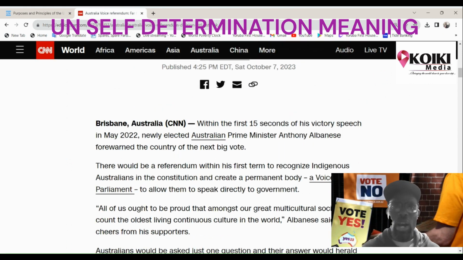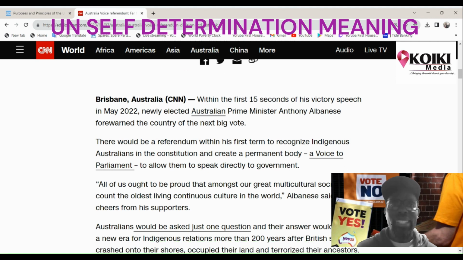That is the referendum. He said there will be a referendum within his first term to recognize indigenous Australians in the Constitution and create a permanent body, a voice to Parliament to allow them to speak directly to the government.